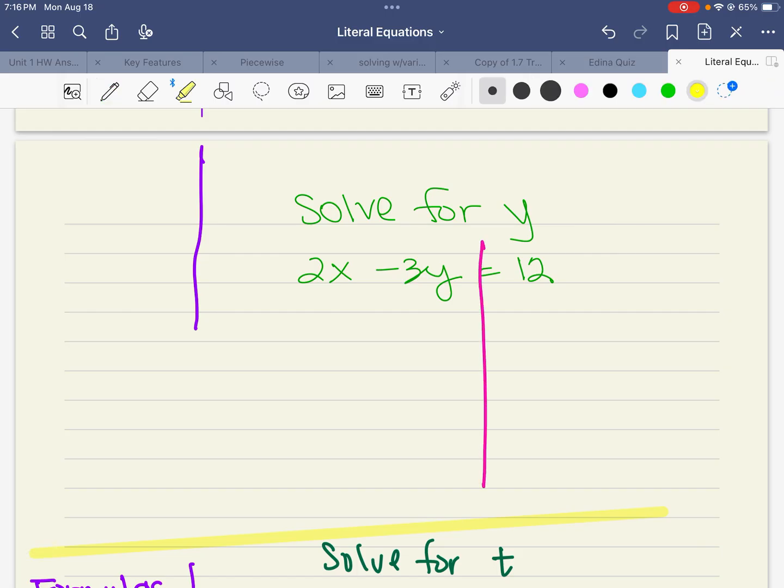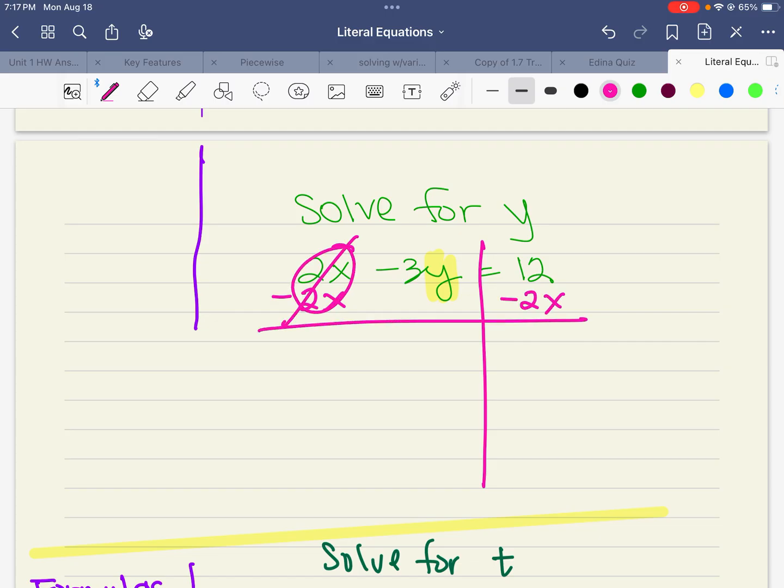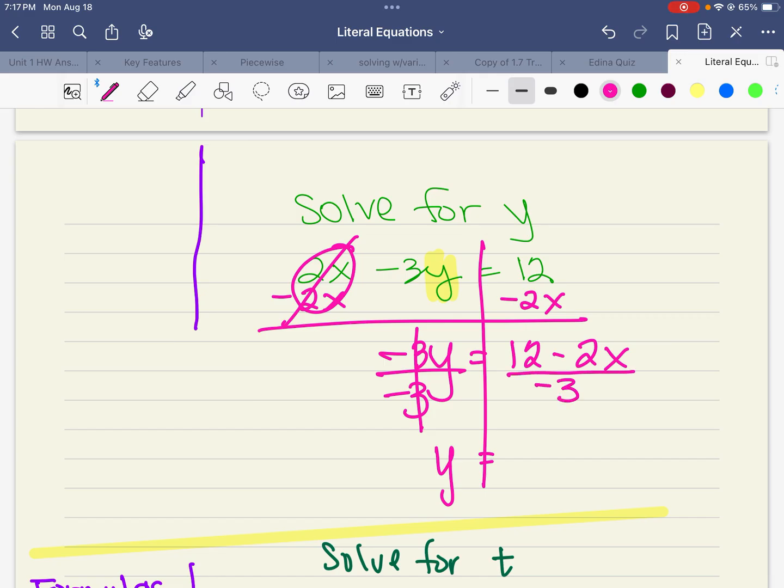So I need to leave this here, and I need to get rid of the rest of it. So minus 2x, minus 2x. That's my 0 pair. So I'm left with negative 3y equals 12 minus 2x. Then I'm going to divide by negative 3. So that cancels out, and I just get y. But we have to divide everything on the other side by negative 3 also.